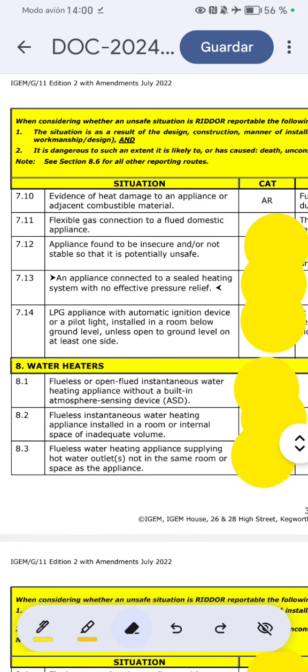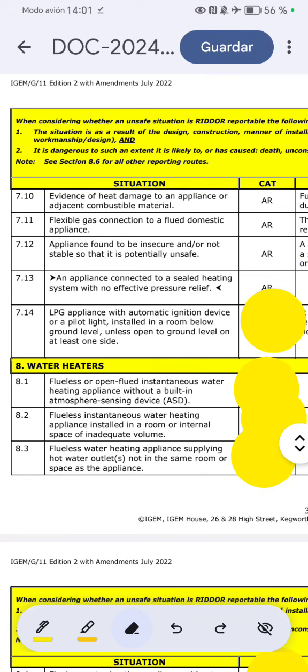7.12. Appliance found to be insecure and or not stable so that it is potentially unsafe. I'm going to say at risk if it's not stable. Okay, looks like that's right. 7.13. An appliance connected to a sealed heating system with no effective pressure relief.